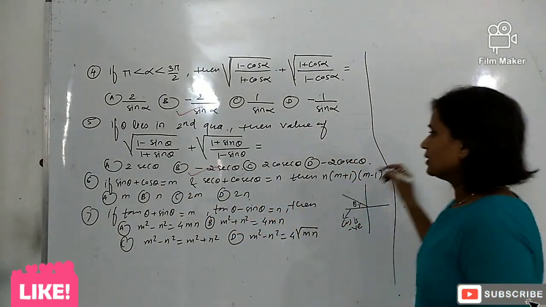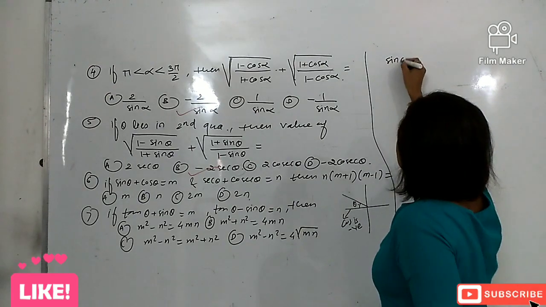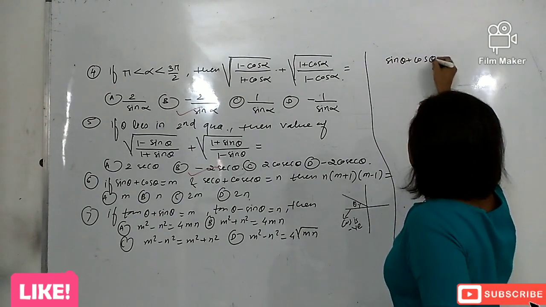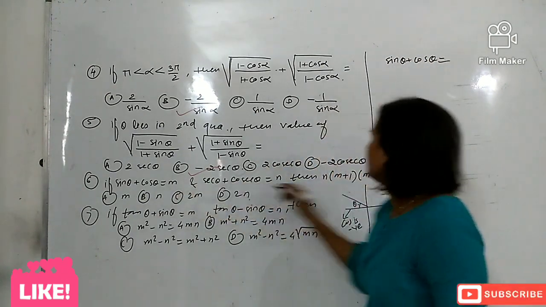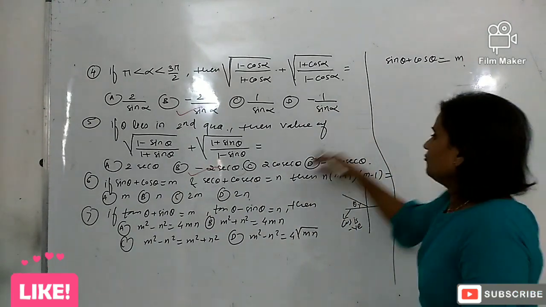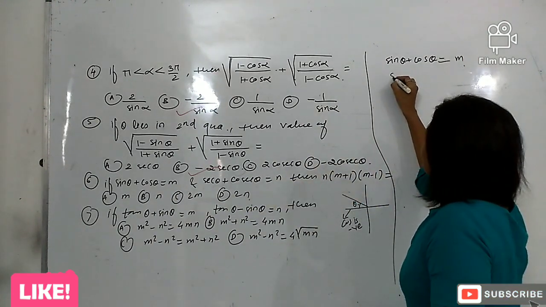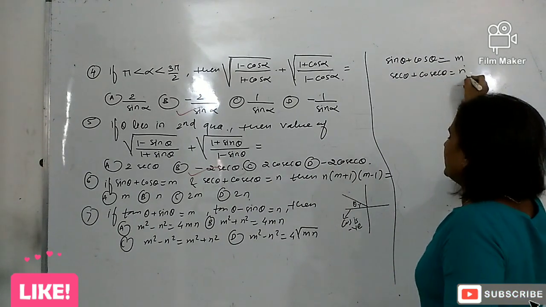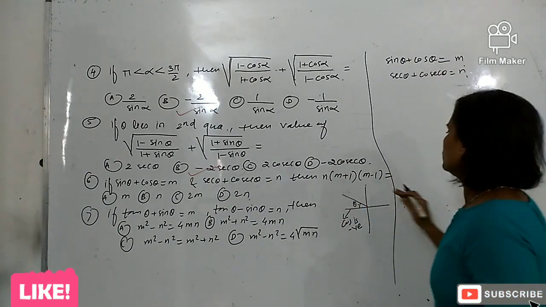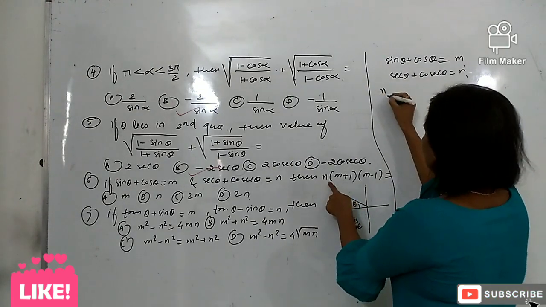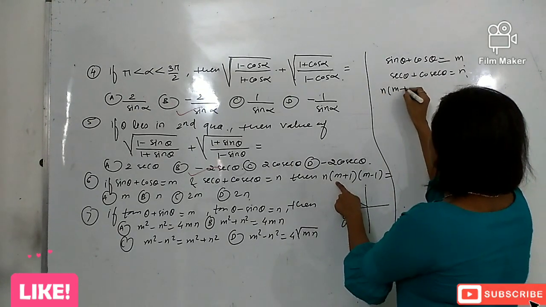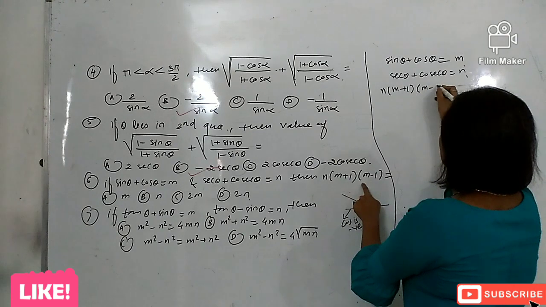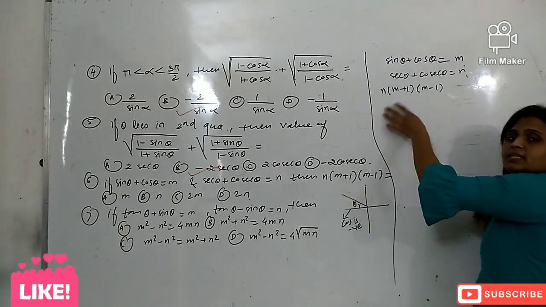Next question is that sin theta plus cos theta is equal to m, and one more expression is given that sec theta plus cosec theta is equal to n. Then we have to find this value: n into bracket (m plus 1) into (m minus 1). So first simplify this expression.